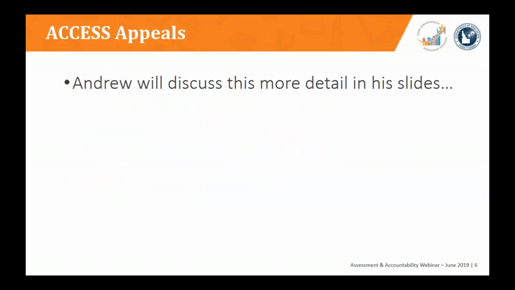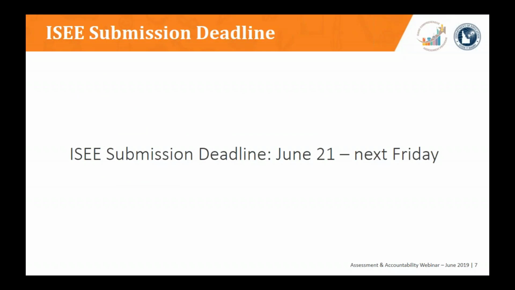We're going to go ahead and walk through these items. The first one is the access appeals process. That window is open now, and it's going to close on the 21st. Since that is ongoing, Andrew is going to discuss that appeals process in more detail in his slides and how that ties into ELMS. So we'll move on to the next one here.